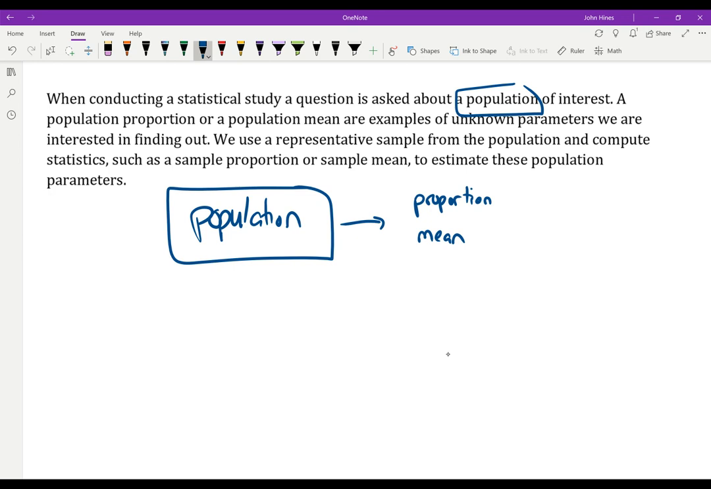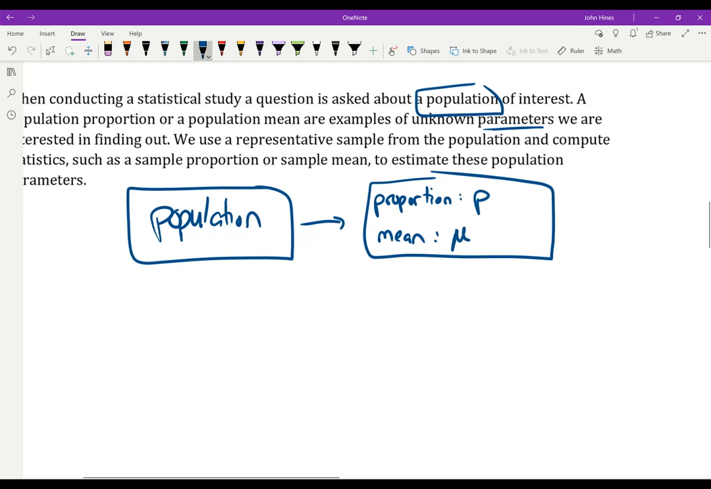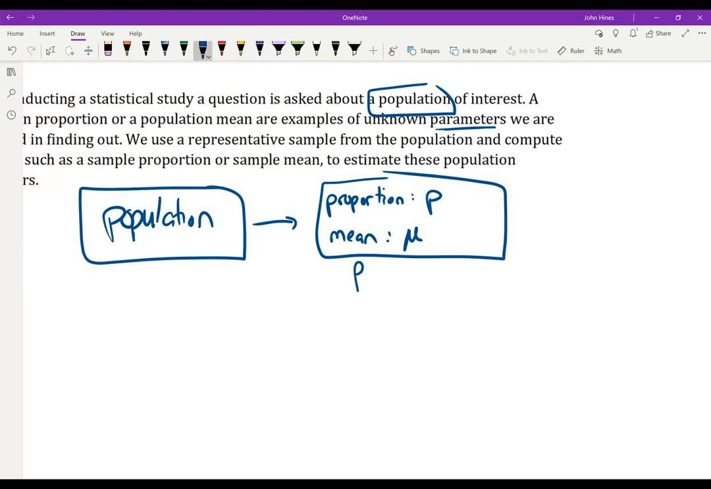These numbers are called parameters, and they're unknown values. For the proportion, we use the letter p, and for means, we use the Greek letter mu, which is like a u with a tail on the other side. These are called parameters, and they are unknown. I do not know the average length of all the fish in the Hudson River. I will never know what that parameter is, what that mu, that population mean, is.